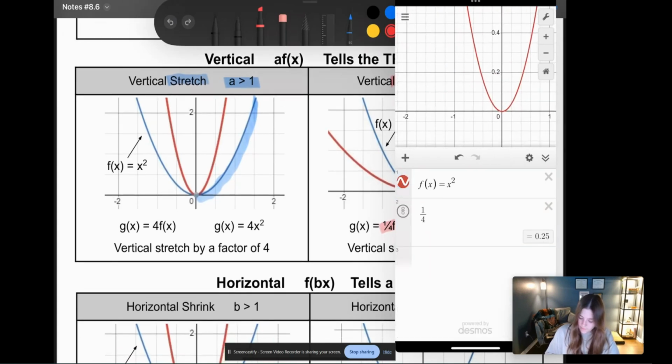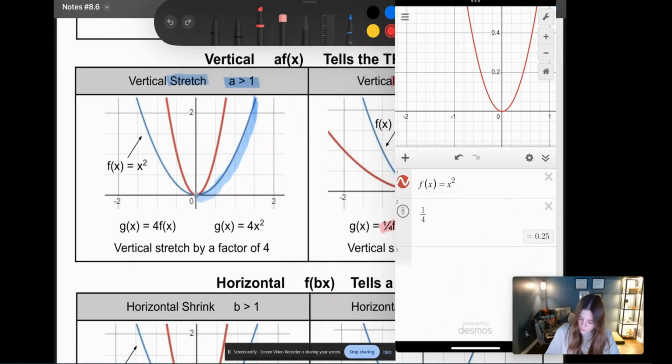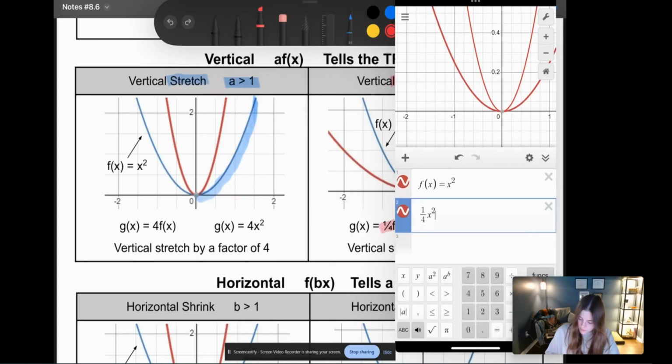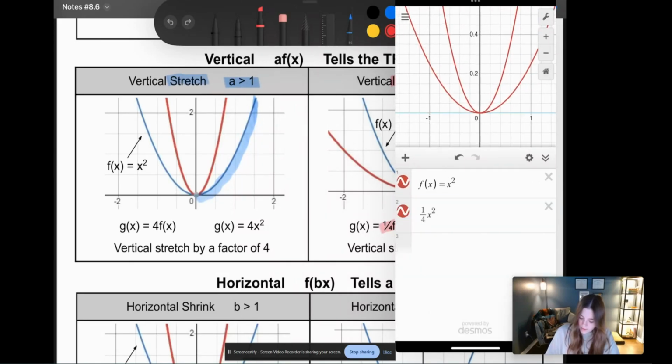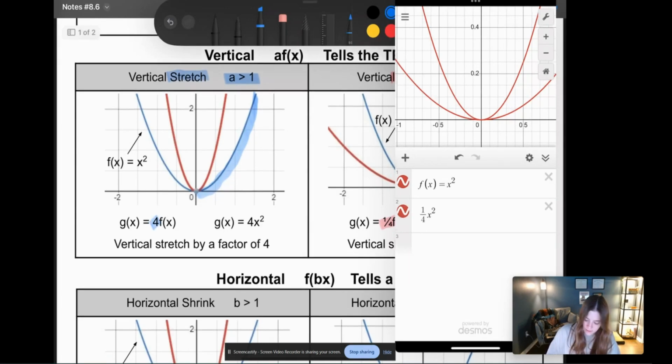So, move that out of my way. 1/4 x squared. Take a look at what happened there. Look at how that graph changed. So remember, Desmos is your best friend. Make sure you're following that, okay? Now, when you get a vertical stretch or a vertical shrink, look at where that number is. Take a look here, the beginning, okay? And then again at that beginning.